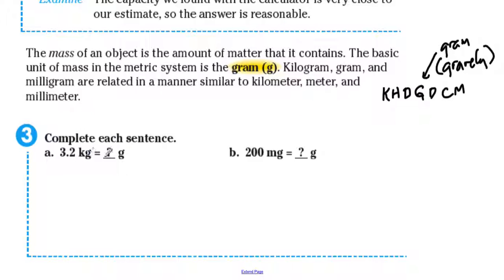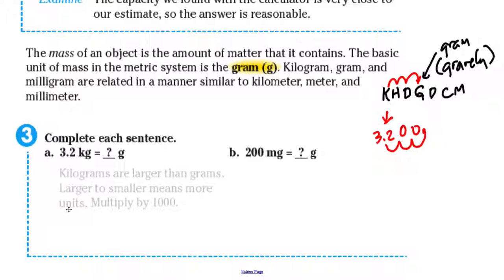Complete the sentence. 3.2 kilograms is equal to how many grams? Okay, let's do this on the side. You have King Henry died gravely drinking chocolate milk. Kilogram will be here, and that's 3.2, and we want to convert it into gram. And you need to jump 3 places to be able to get to gram. So get that decimal, jump it 3 times as well. 1, 2, 3. Decimal there, add zeros. So that means 3.2 kilograms is equal to 3,200 grams, or the same as multiplying 3.2 by 1,000, which is exactly what it's going to do.